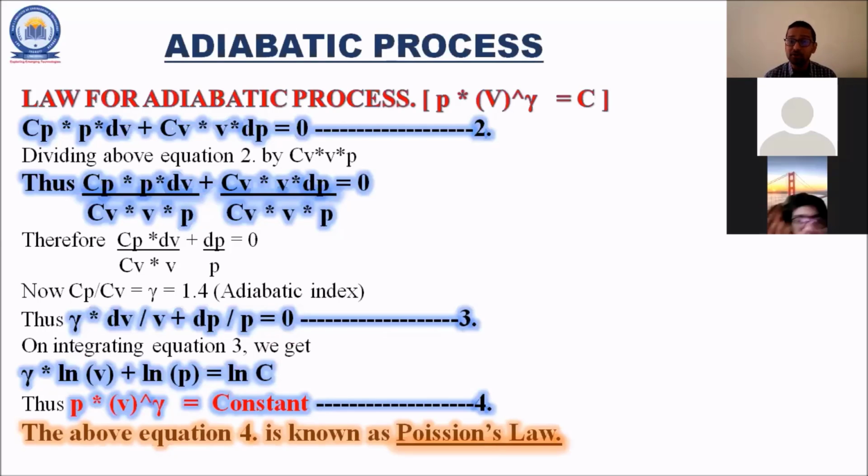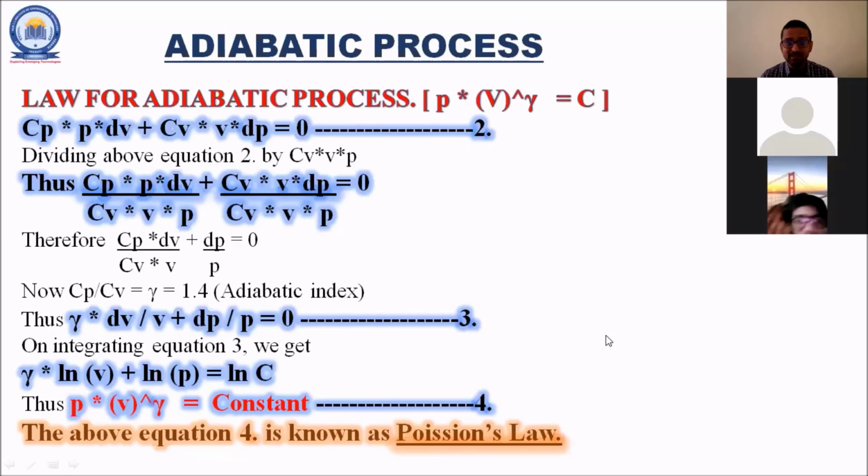Remember friends, in the Poisson's law, the volume is considered as the specific volume till we have not reached our final answer, that is the law for the adiabatic process. So first we have got the Poisson's law. In the Poisson's law, the volume, that is specific volume, is denoted as small v.